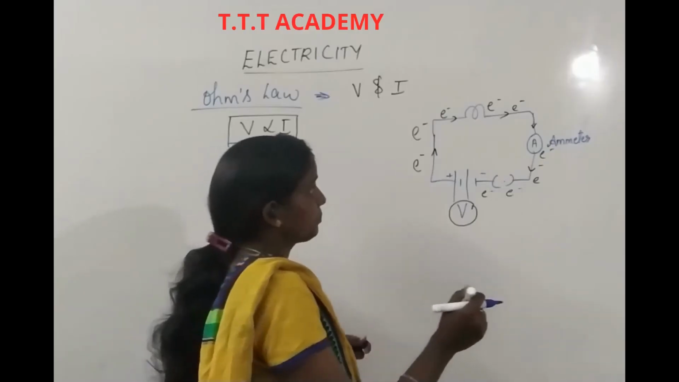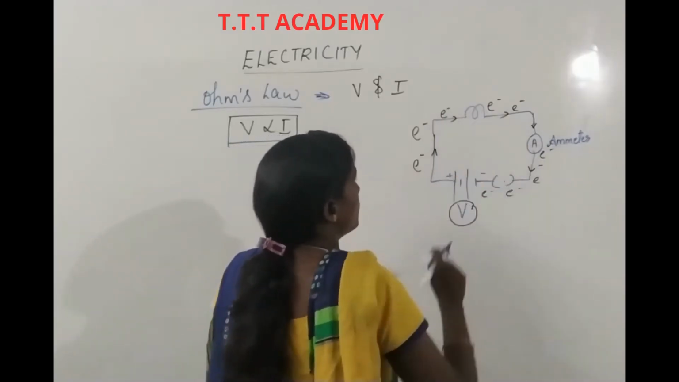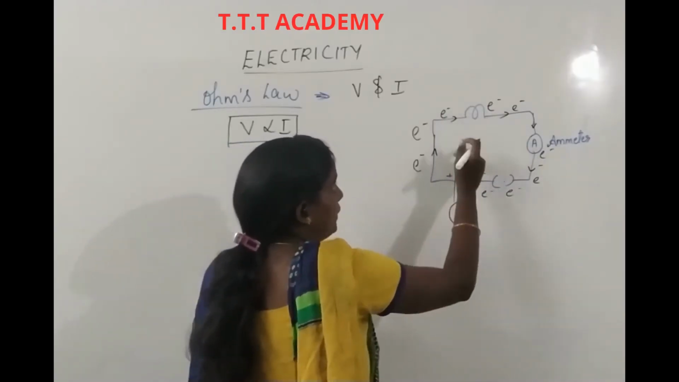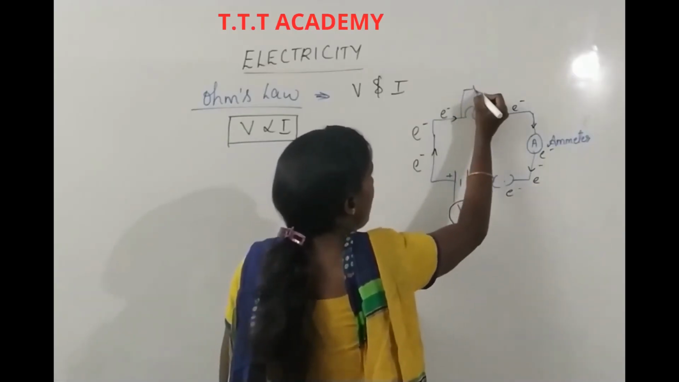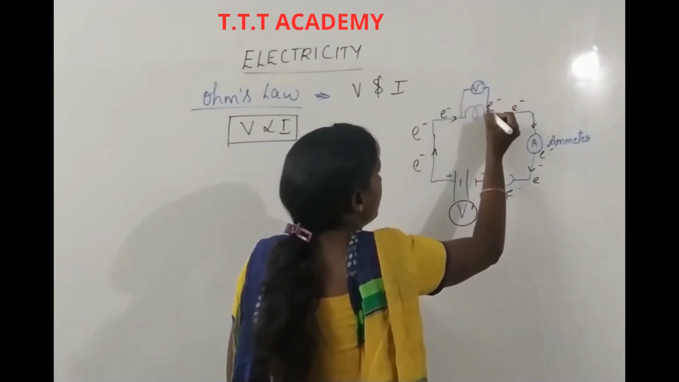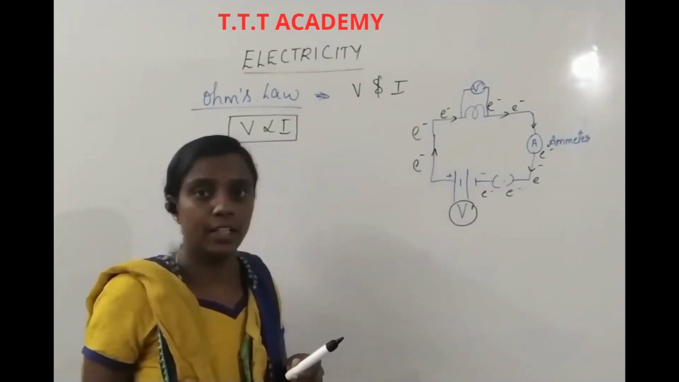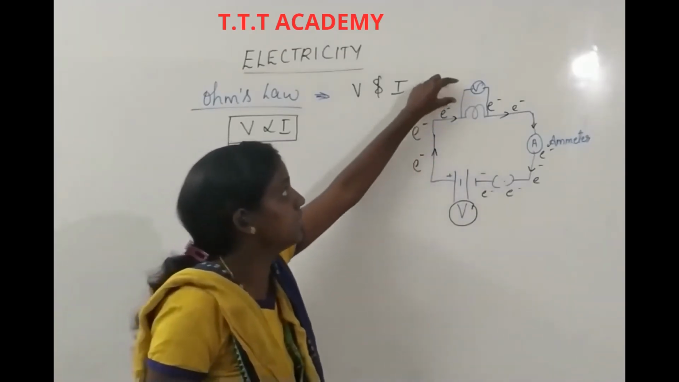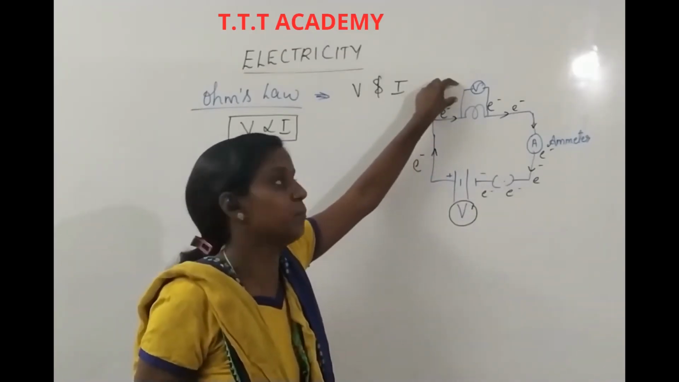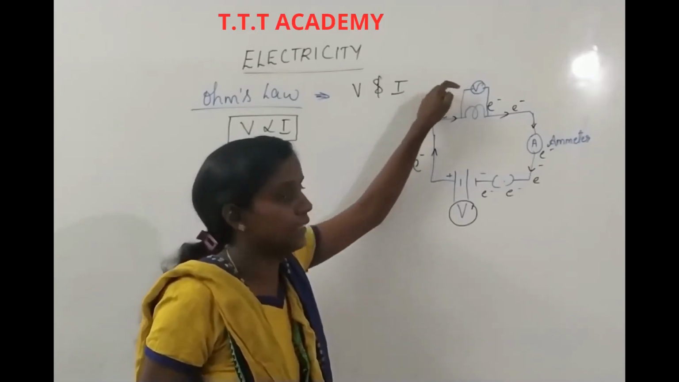Now this bulb is connected parallelly to the circuit with a voltmeter. This is the voltmeter.